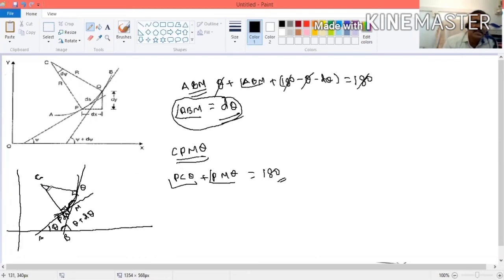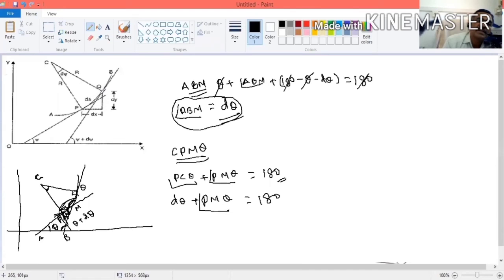This angle plus this angle. Why is it 180 degrees? This angle is equal to 360 degrees. This plus this is 180 degrees. So this angle plus this angle is equal to how much? It is 180 degrees. Similarly, I am talking about this angle: this d theta plus this angle. What is the d theta plus this angle? That is PMQ. That also is 180 degrees. You understand my point?